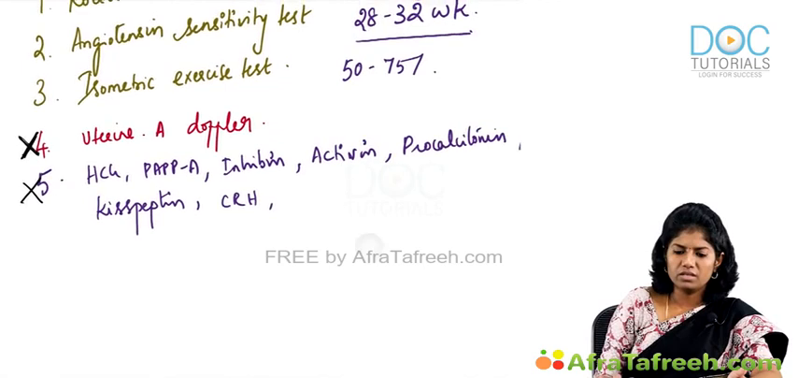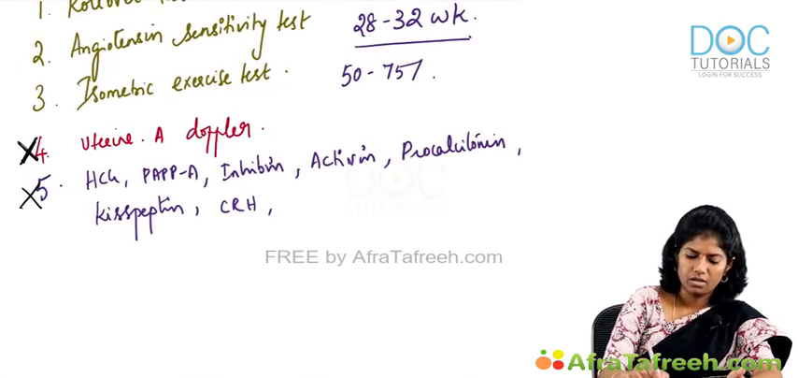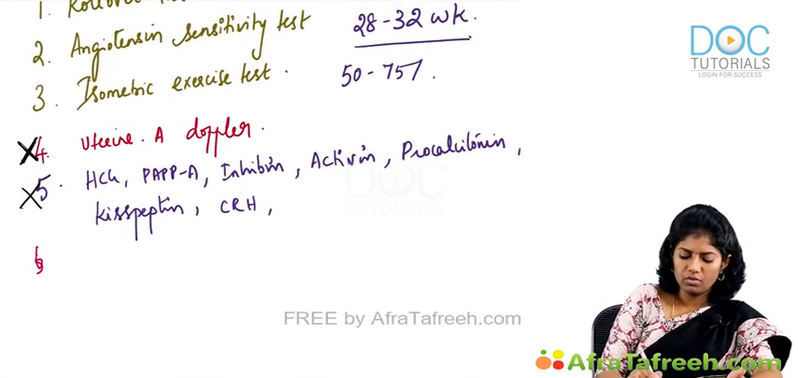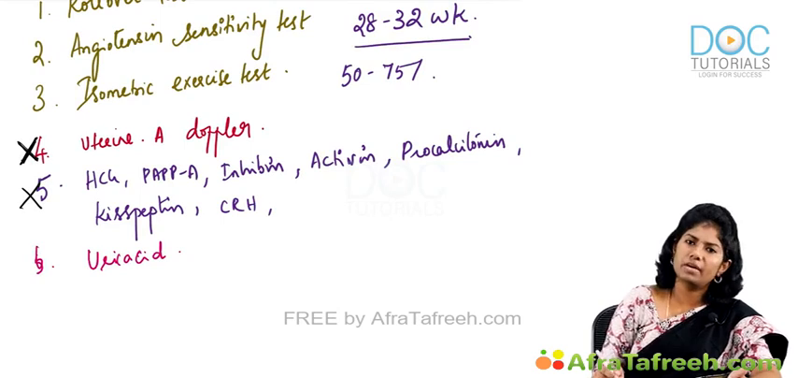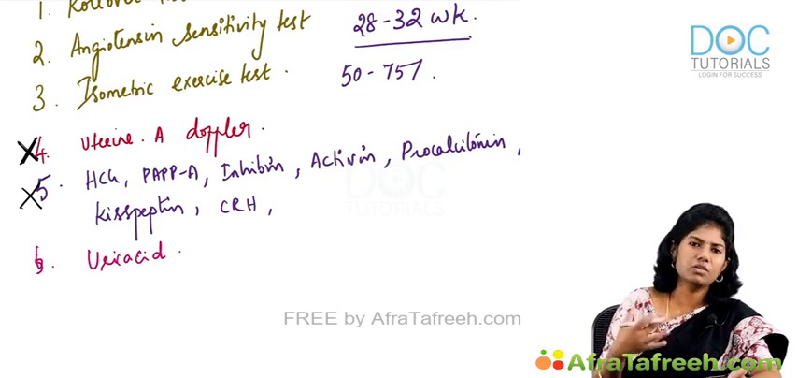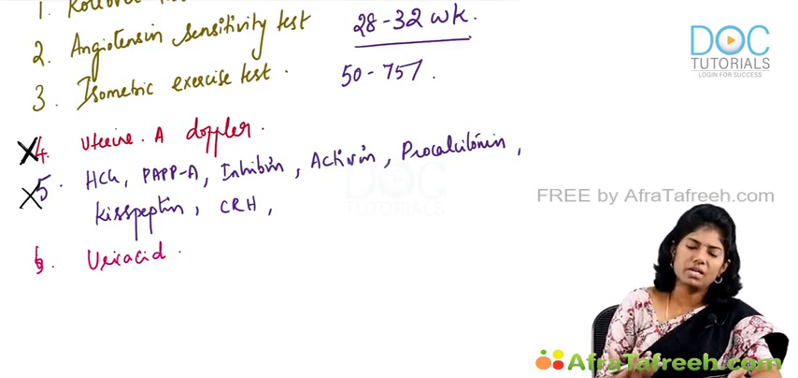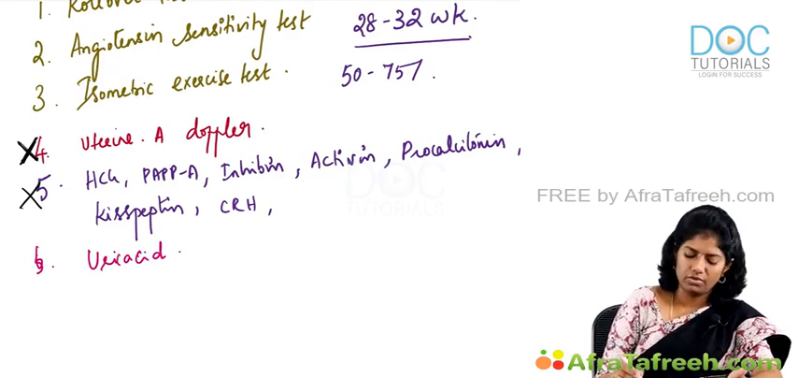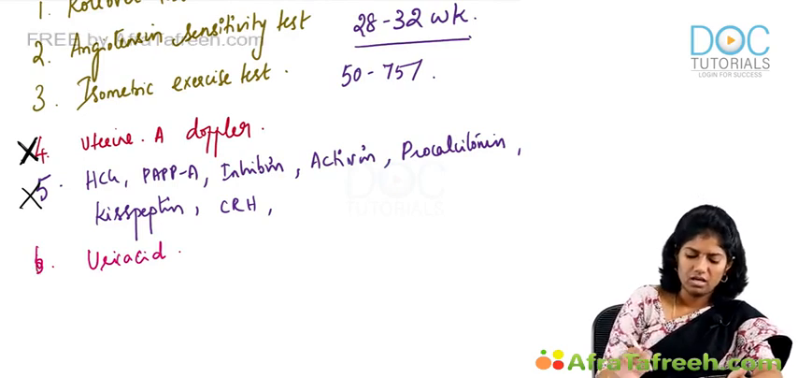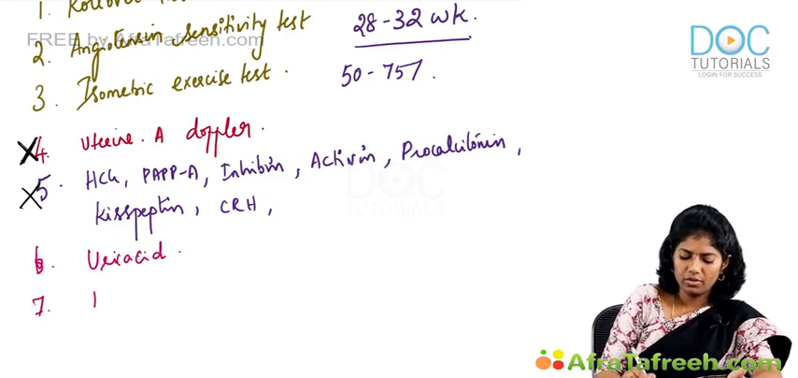So, the next one is uric acid. Uric acid is a well-known predictor of preeclampsia. As I already told you, hyperuricemia predicts preeclampsia because uric acid is a marker of cellular turnover. More placental turnover or more hypoxia in the placenta is marked by high levels of uric acid. So, uric acid is a predictor of preeclampsia. Next one is microalbuminuria.